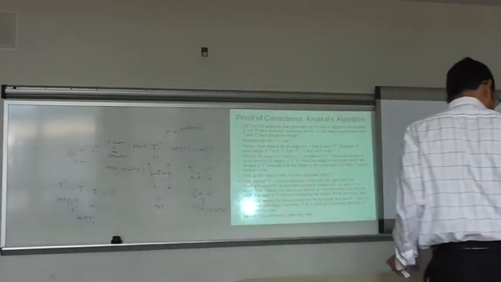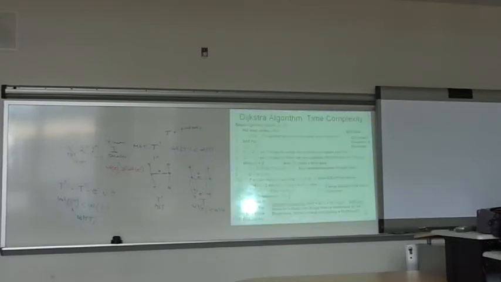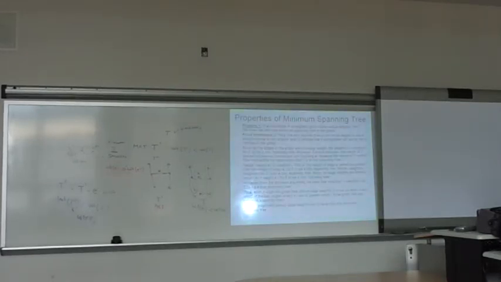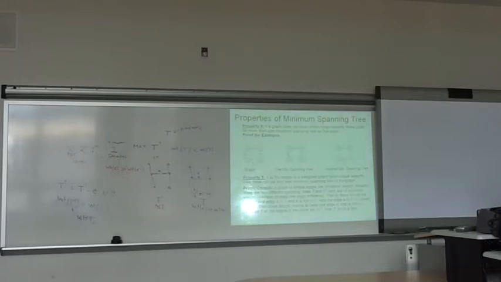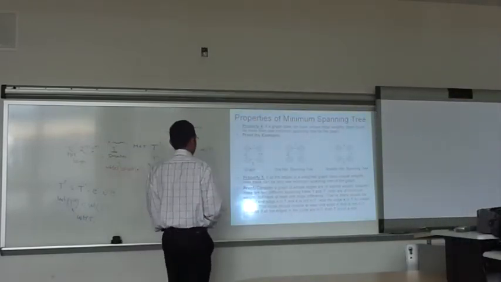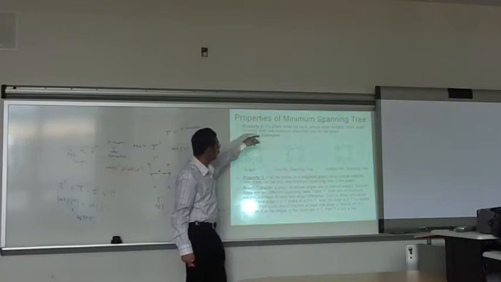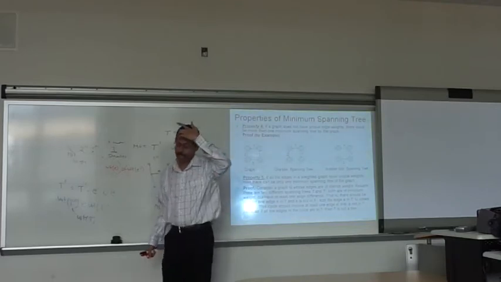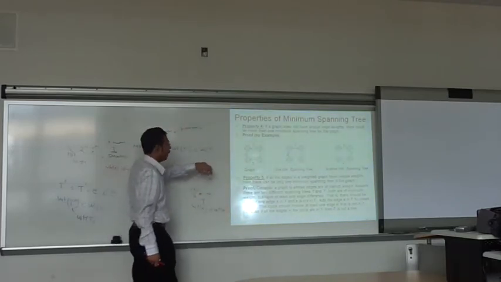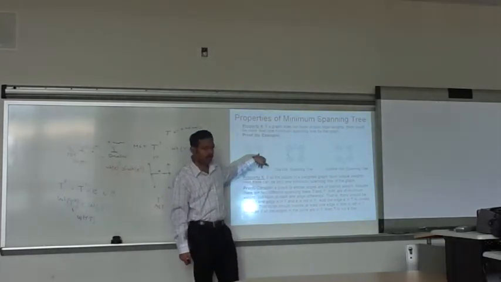Okay, so we have two more, one small thing, and this we already discussed. There are two more theorems. The theorem basically is you could have more than one minimum spanning tree for a graph, as long as the graph does not have unique edge weights. Unique edge weights means, like, you have more than one edge with the same weight.